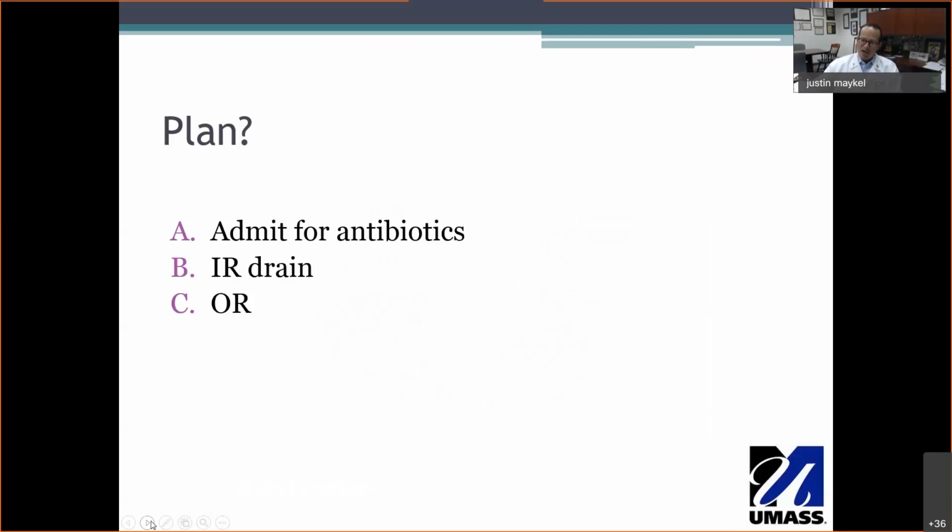I don't know if maybe we can go to a poll and allow everyone who's participating to go through these 3 different options of exactly what to do in this particular situation. So number 1, admit for intravenous antibiotics. B, place an IR drain into this abscess cavity. Or C, go to the operating room for management. All right, so we got some results here. 7 people have voted. 6 say admit for antibiotics, and 1 says IR drain. No one wants to go to the operating room.